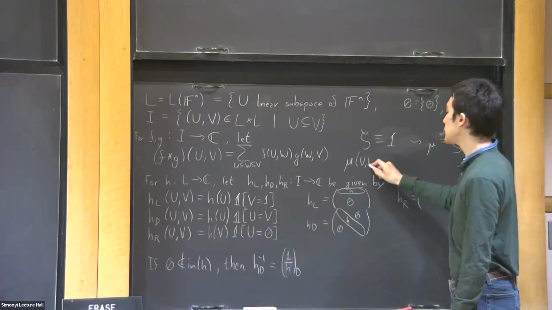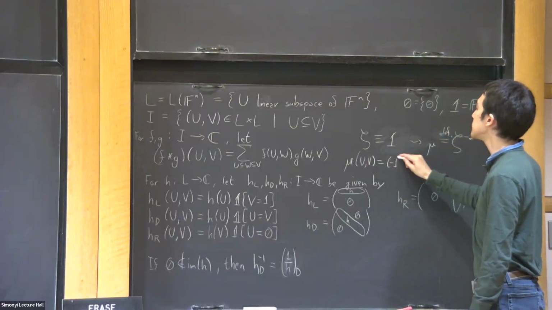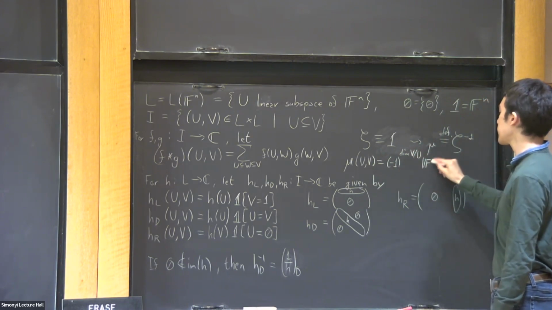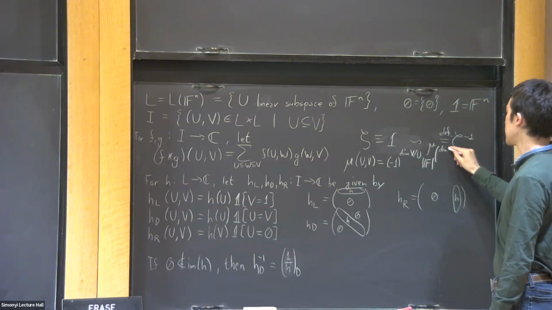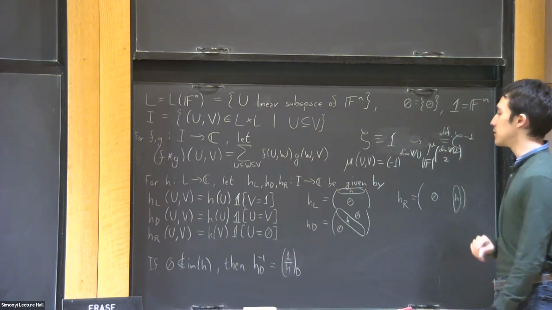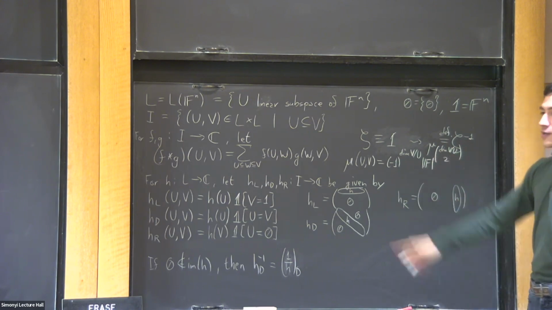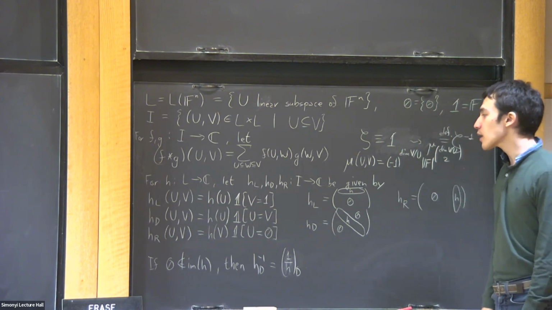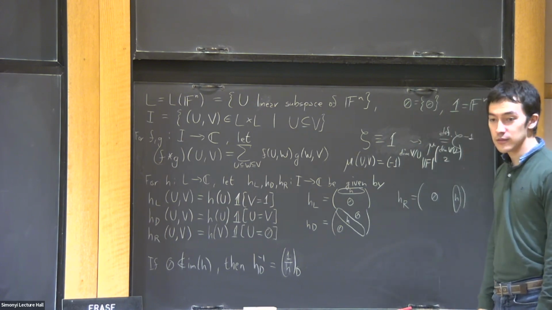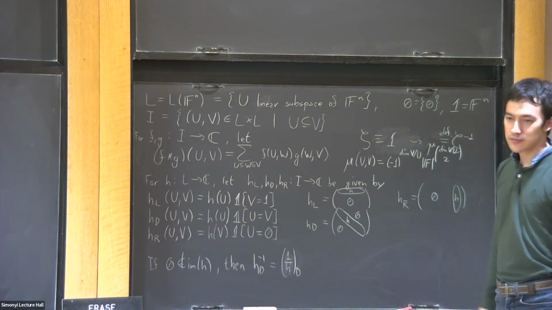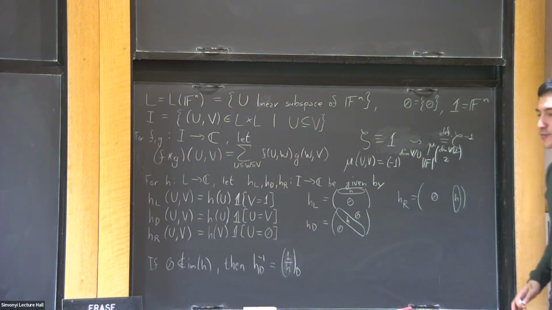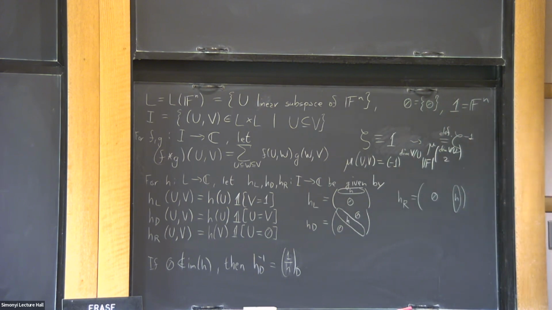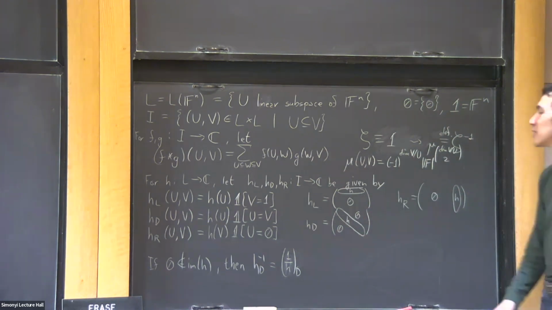So mu(U,V) is (-1) to the dimension of V by U, times the size of F to the power of the dimension of V by U choose 2. This is not easy to prove at all, and it's not important for us. It's just important that it's the inverse of zeta. You have to do some tricks; it's not just by staring at the definition. It's not one line. You have to do some argument.